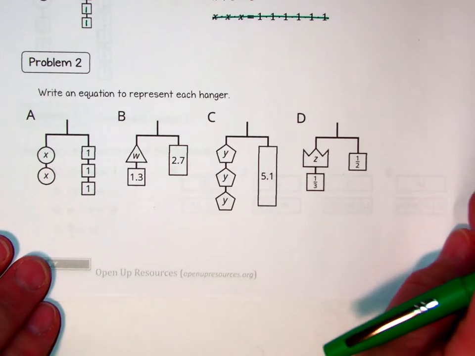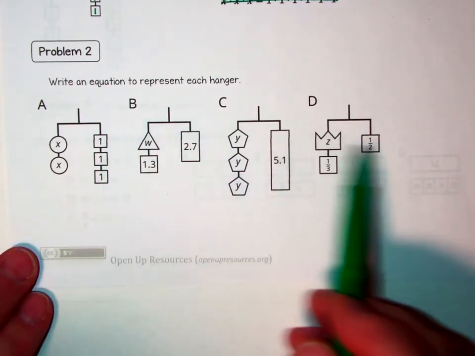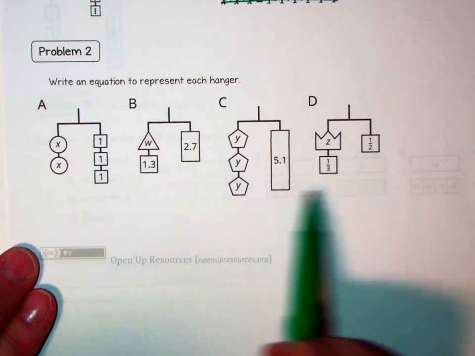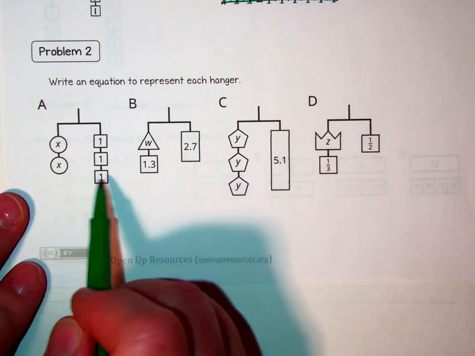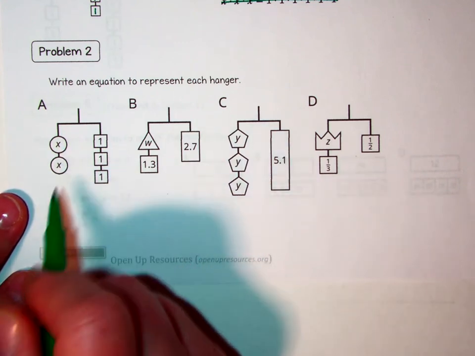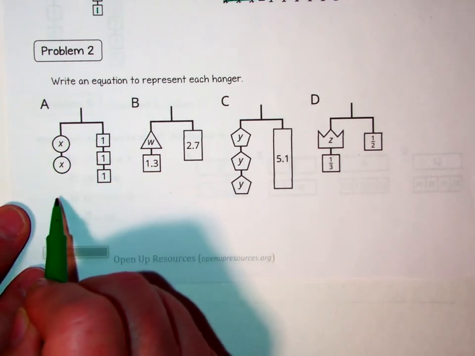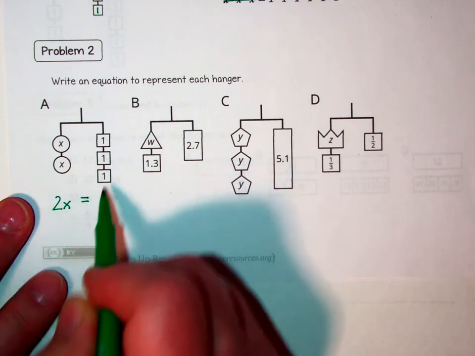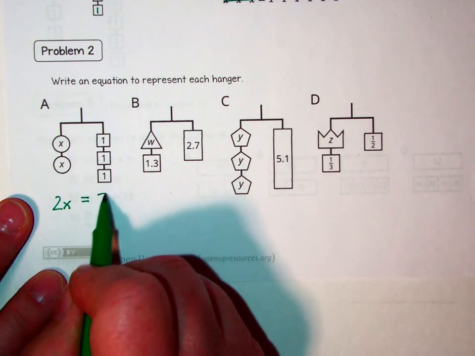Problem 2. Write an equation to represent each hanger. These are balanced hangers, so I know there's an equal sign in the middle of the left and right sides on each one. So I just need to write an expression that represents the weight on each side of the hanger. For A, I've got 2 x's on the left, so 2x equals, and on the right I've got 3 unit weights, so 2x equals 3.